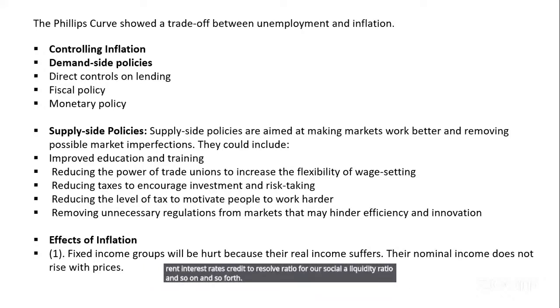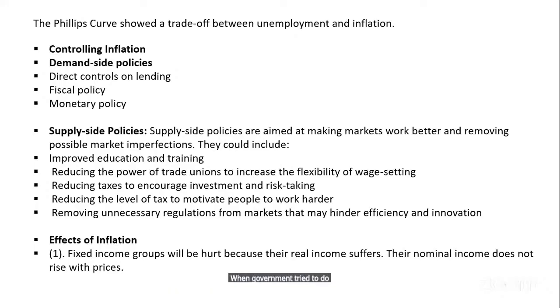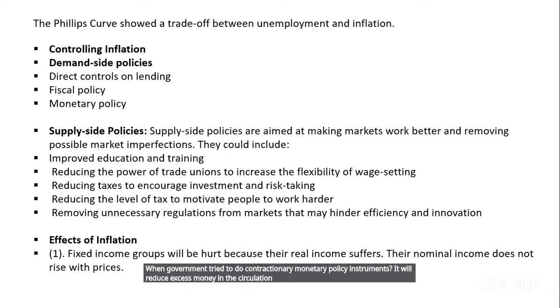All these are what happens when government tries to use contractionary monetary policy instruments. It will reduce excess money in circulation, which will reduce aggregate demand. By reducing aggregate demand, it will reduce inflation to a minimal level. What about the supply side policy?